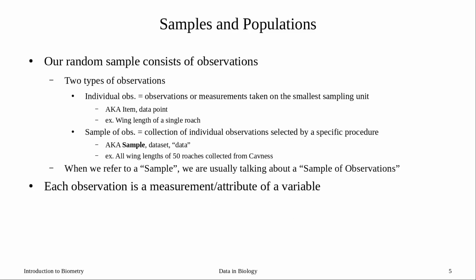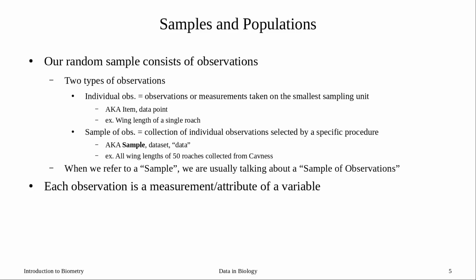Inside our random sample, they consist of observations. Now there's going to be two types of observations, or at least observations fall under two types. We have the individual observation and we have the sample of observations. Well, the sample of observations is just that. It's the sample. It's going to be our data set. This is the data that we're going to summarize, that we're going to use to make inferences about our population.